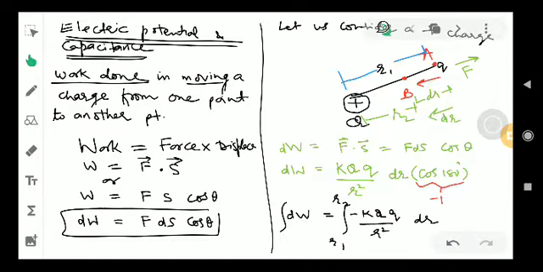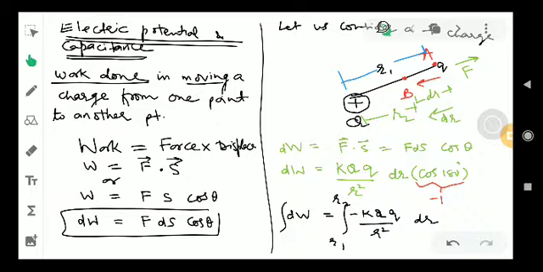Students, let us revise what we have done so far. We were starting chapter number 2, electric potential and capacitance, and we were trying to find out the work done by electric force in moving a charge from one point to another. We all know that work is force into displacement, and work is a scalar quantity.